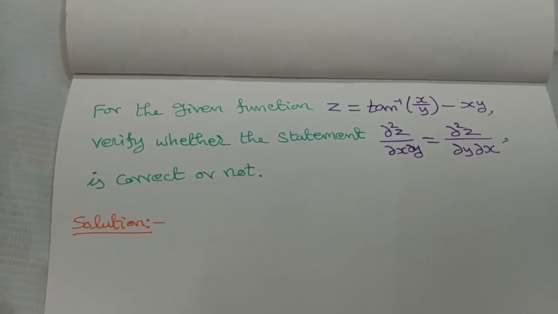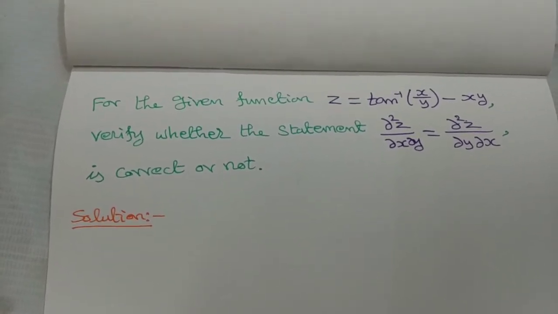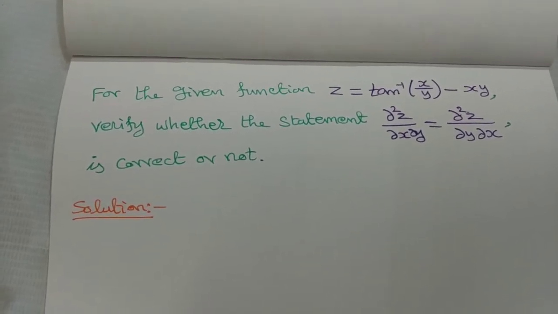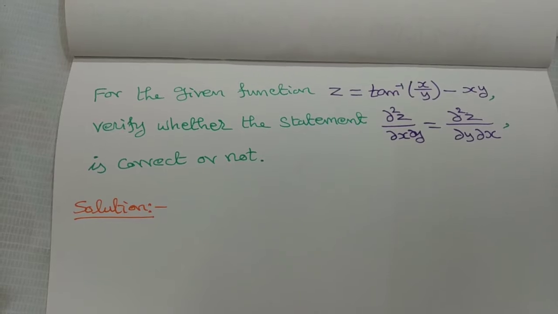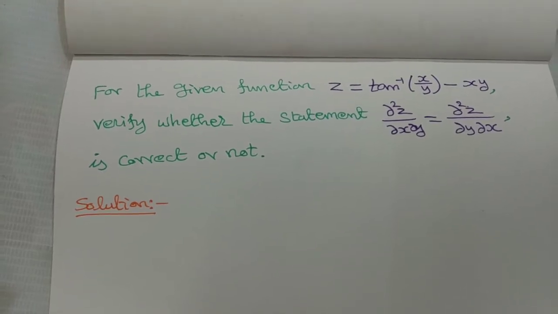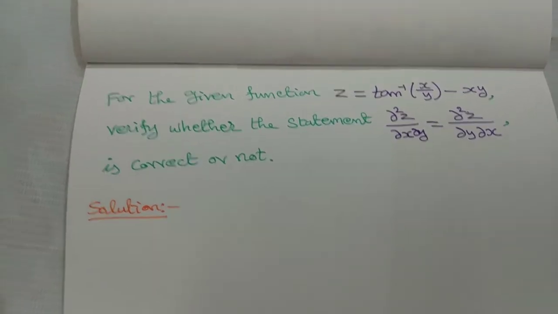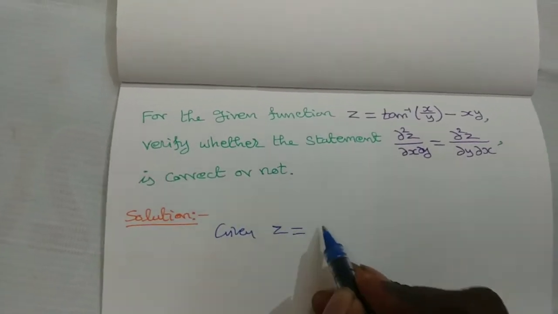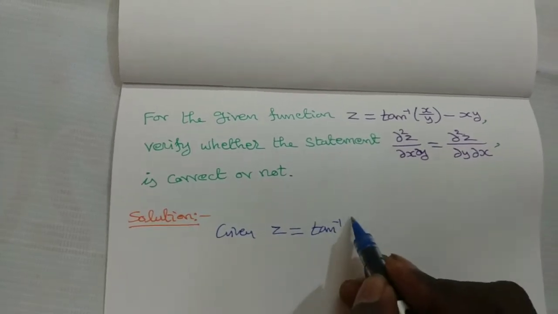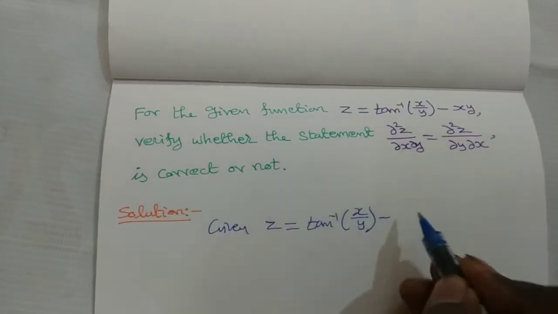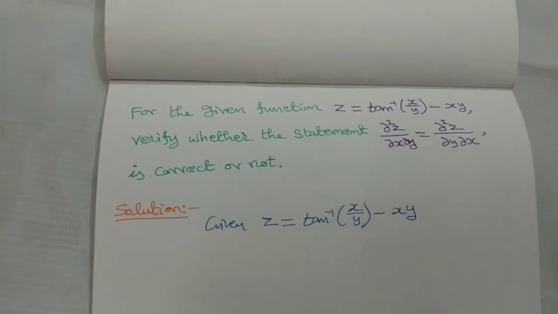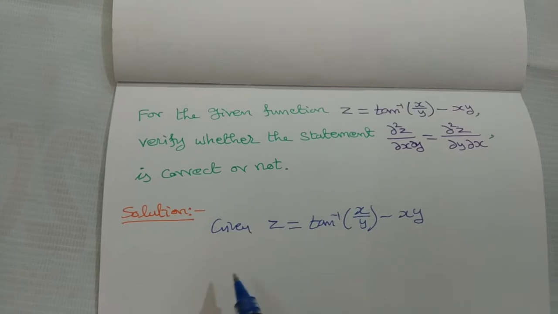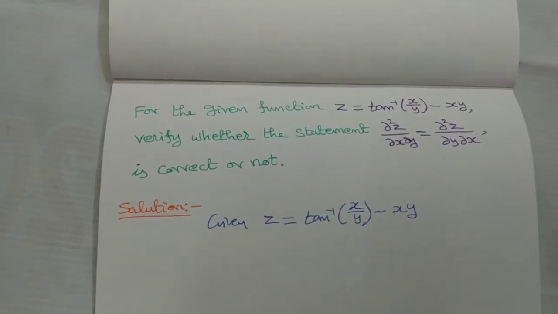For the given function z equal to tan inverse x by y minus xy, verify whether the statement ∂²z/∂x∂y is equal to ∂²z/∂y∂x is correct or not. Okay, so here the given function is z equal to tan inverse x by y minus xy. To verify the statement, I want to differentiate partially with respect to x and y.